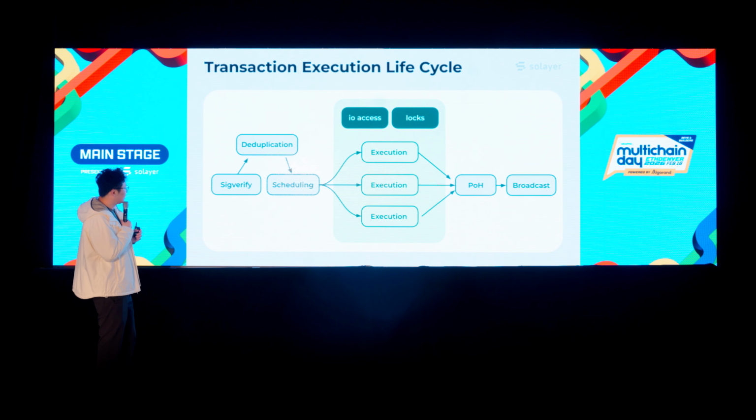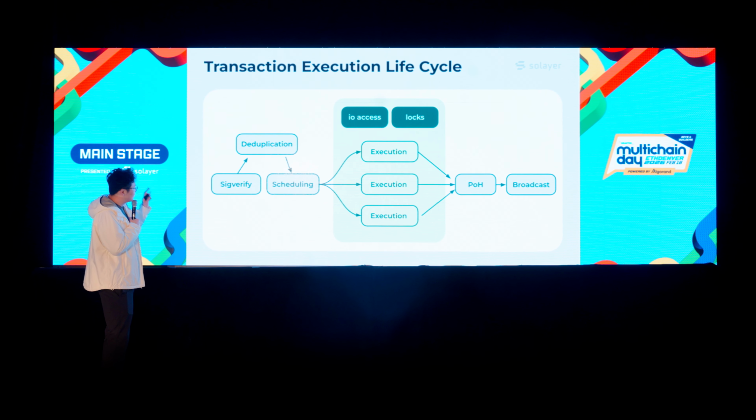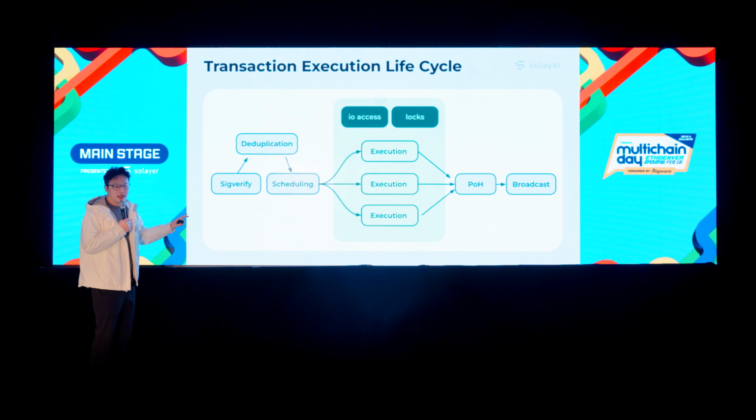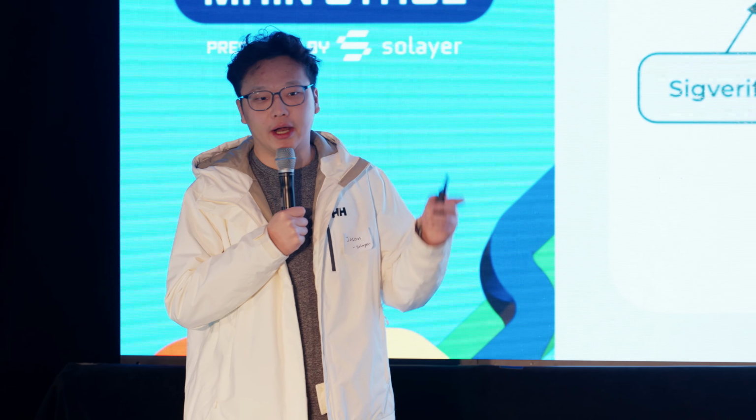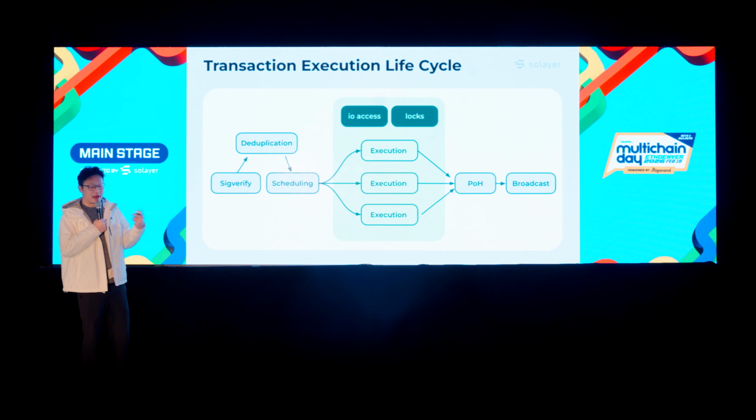Just to highlight what we're doing as part of the throughput improvement, this is the transaction lifecycle. Some of the common things include SIG verify, deduplication, scheduling. These are all parallelizable. As transactions come in, you're able to verify the signatures associated with each transaction in parallel because they don't depend on each other. The only thing you're checking is whether this cryptographic signature check passes, and you can do that in parallel.